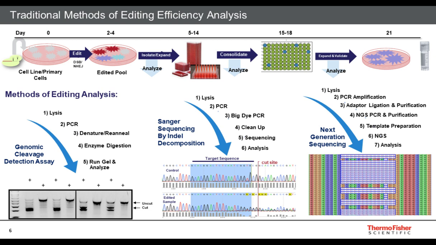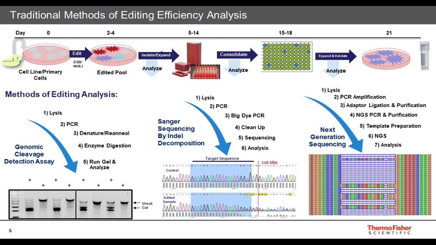So let's take a little bit deeper dive into the traditional methods of editing efficiency analysis and this overall workflow. You can see here the timeline along the top. I have about an average representation here of 21 days, and this is from start to finish to create your validated cell line. Some can take much longer, and there are some cases you can go a little bit quicker, but that's an average. So your first step is to edit your cells by delivering your CRISPR-Cas9 complex to your cell line or your primary cells.